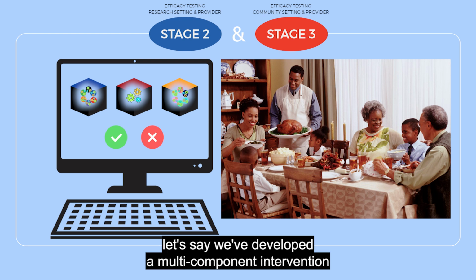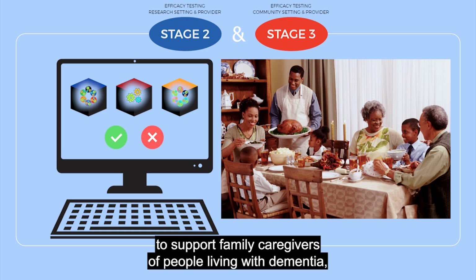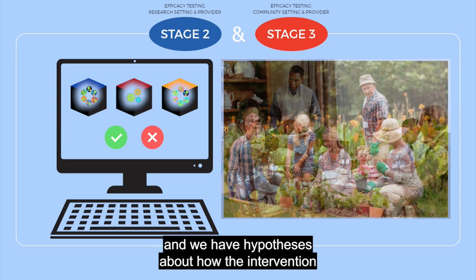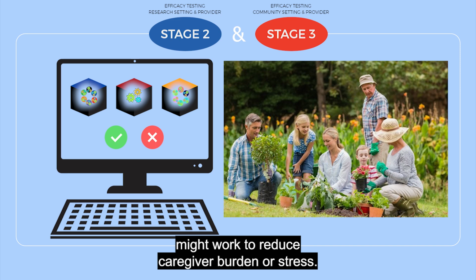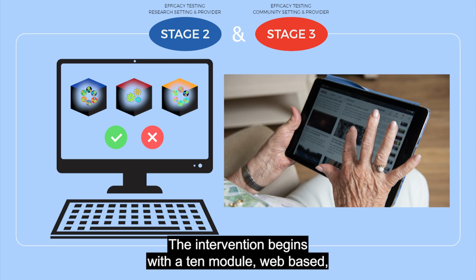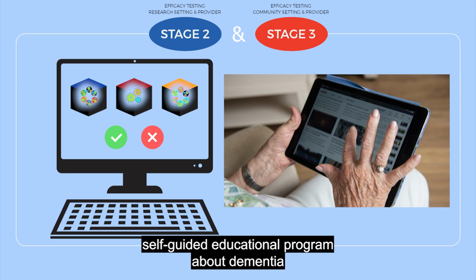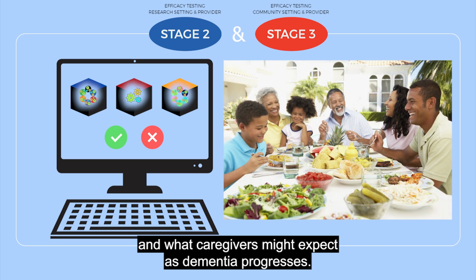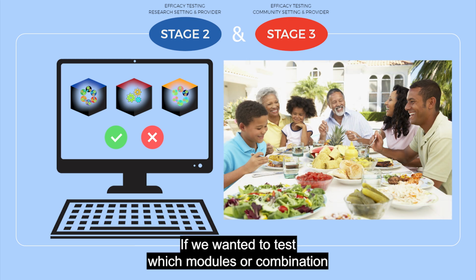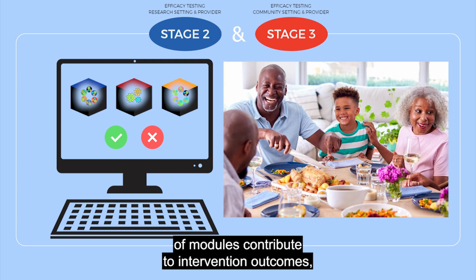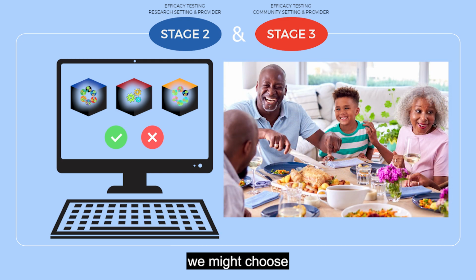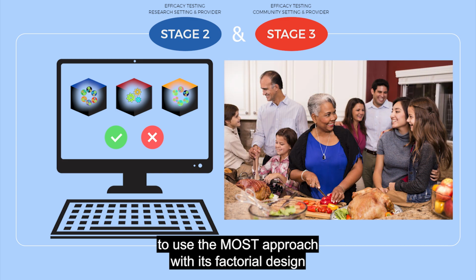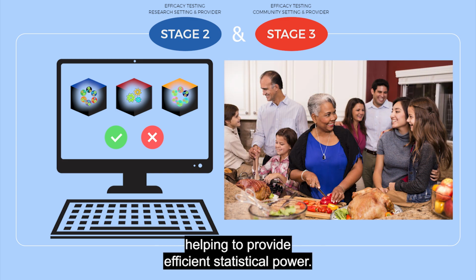To illustrate, let's say we've developed a multi-component intervention to support family caregivers of people living with dementia, and we have hypotheses about how the intervention might work to reduce caregiver burden or stress. The intervention begins with a 10-module, web-based, self-guided educational program about dementia and what caregivers might expect as dementia progresses. If we wanted to test which modules or combination of modules contribute to intervention outcomes, we might choose to use the MOST approach with its factorial design helping to provide efficient statistical power.